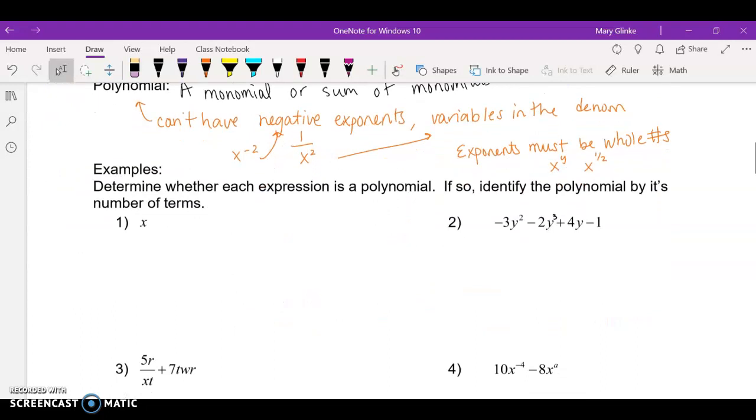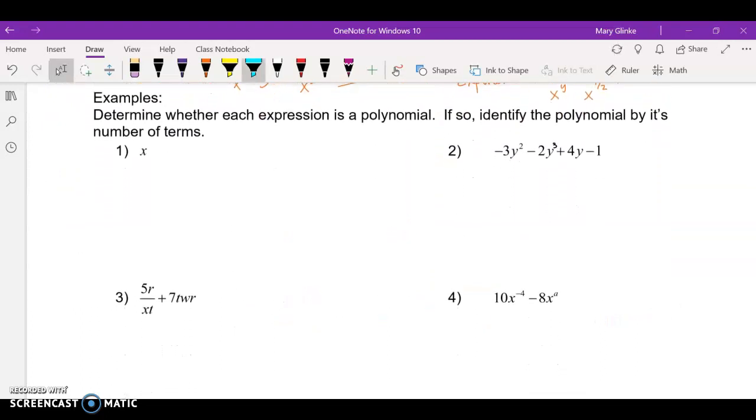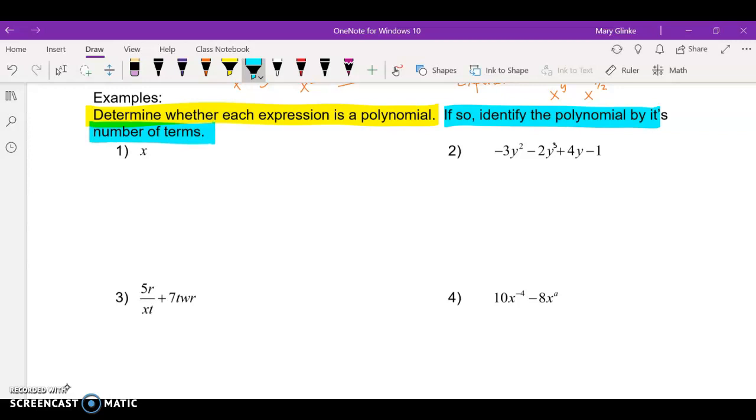So let's take a look at a couple examples here. So 1 through 6 here, we want to do two things. We want to first answer, is it a polynomial? So we're going to write yes or no. If it is, we want to determine the name of the polynomial. So is it a monomial, binomial, trinomial, or polynomial?